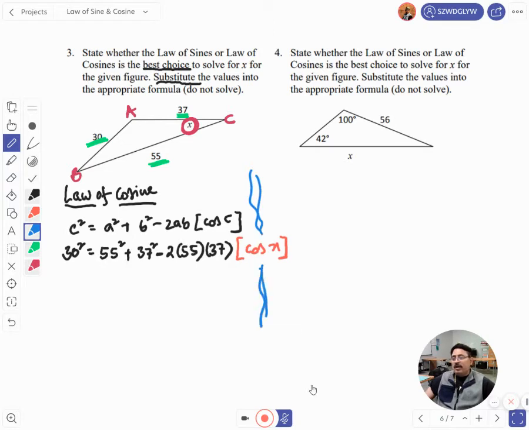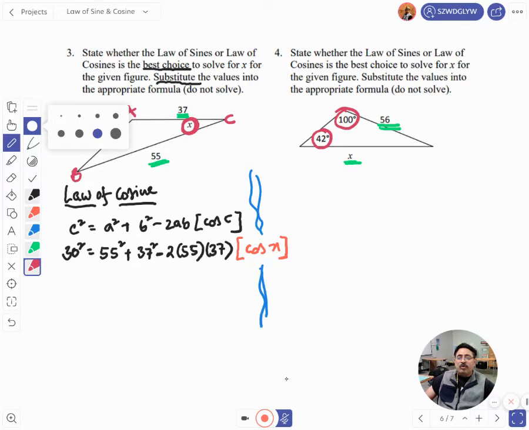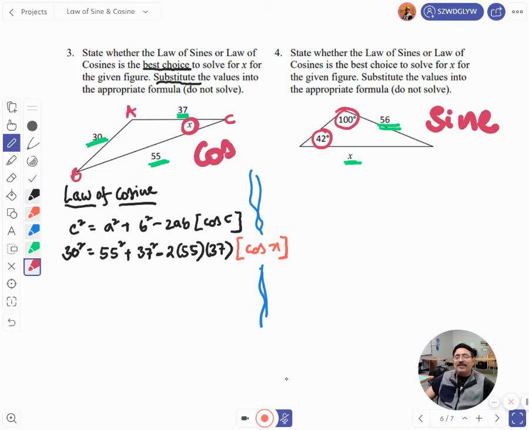Next question. First of all, let me identify what is given. I see that two sides, 56 and x, are given, and two angles are also given. So what to do? Think for a moment, and you may type your response. Yes, two sides and two angles are given, so we have to use sine. My bad, in the previous one I forgot to write that it's cosine. Once you identify that, you may write the rule.